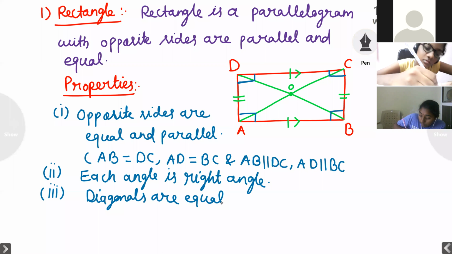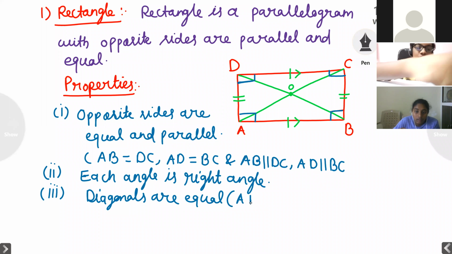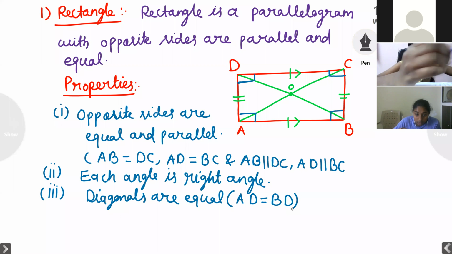Diagonals are equal. Tell me, students, how to say this is a diagonal. In the previous class, I explained to you, when we join two opposite vertices, that is called a diagonal. AC is a diagonal, BD is a diagonal. We can say here AC equals BD. If diagonals are equal, then the segments of the diagonal will also be equal.